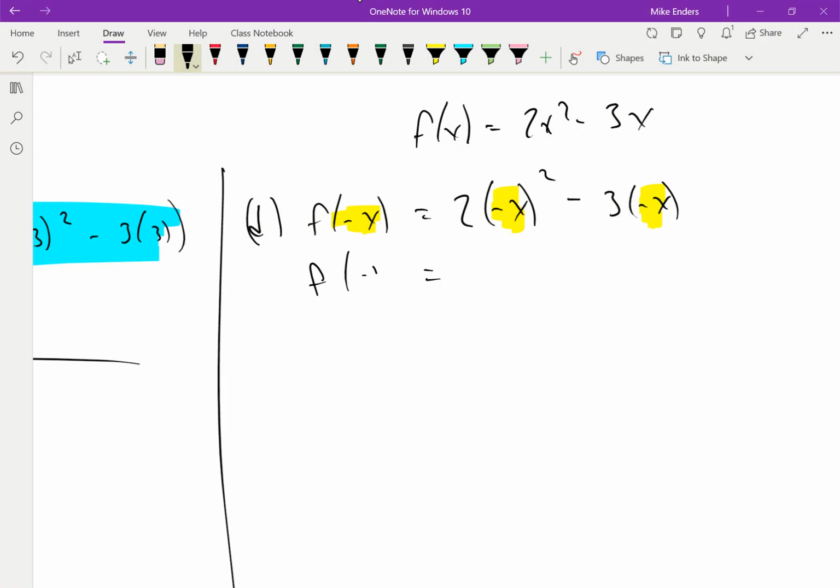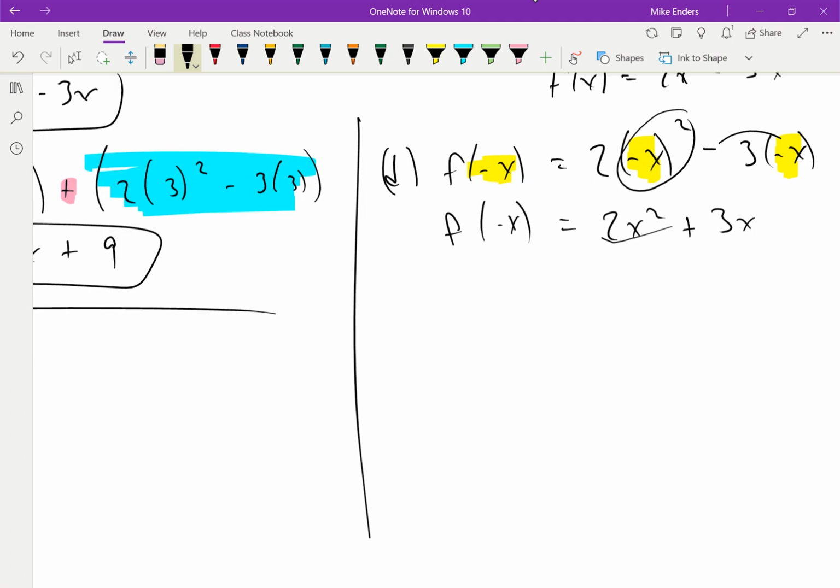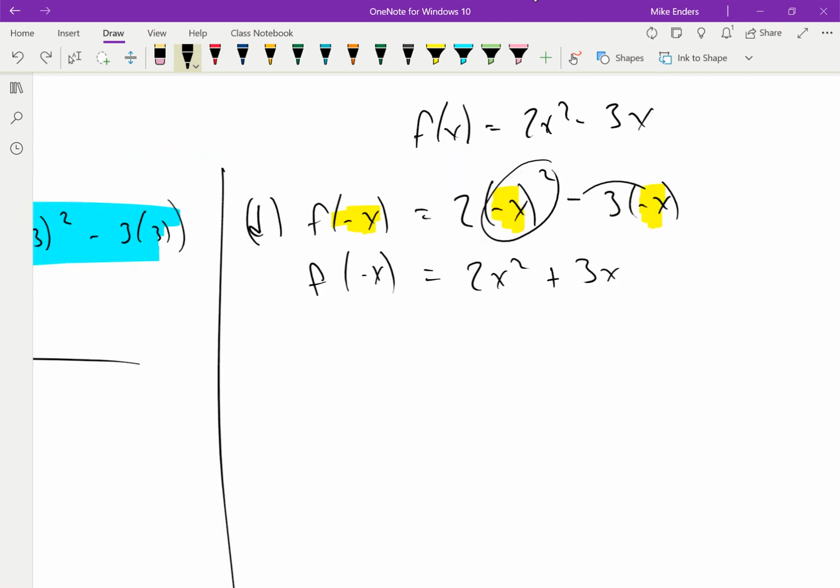So I have f of negative x equals, and let's see, the square of negative x is x squared, so that's 2x squared, since negative x times negative x is x squared, negative turned positive. Then I've got negative 3 times negative x, so that's another positive. So that's going to be 2x squared plus 3x. That is the value of f of negative x.